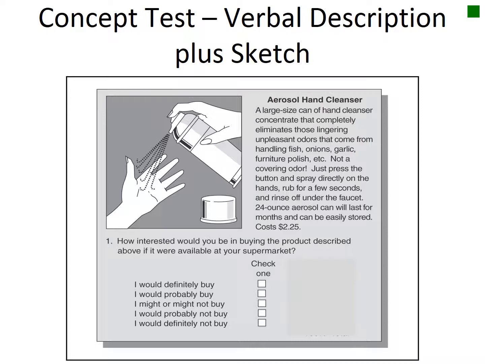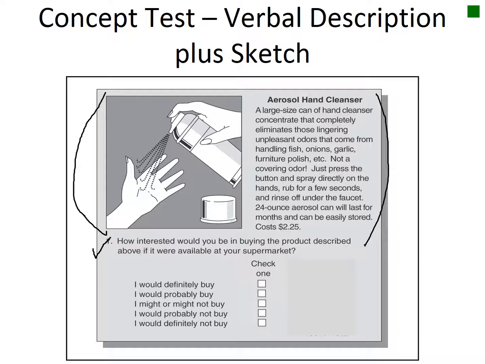Another concept test example is for our aerosol hand cleanser. This has a narrative that describes the product, but there's also an illustration showing how the product might be used. And then we have what we call the classic intention to purchase item down below, which is a single item question asking whether somebody would buy the product or not on a Likert-like scale, from definitely would buy all the way to definitely would not buy.